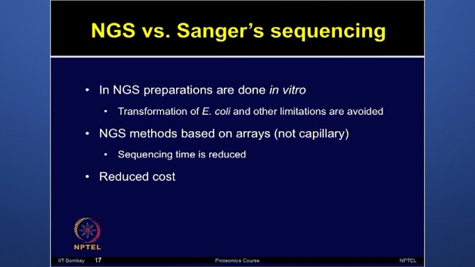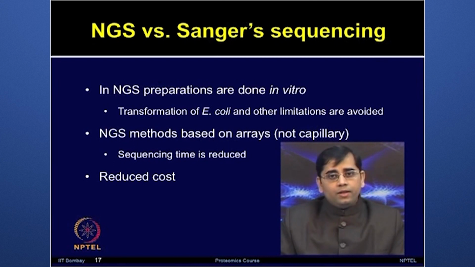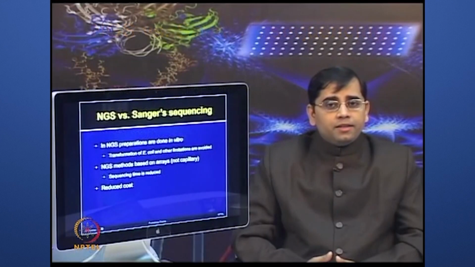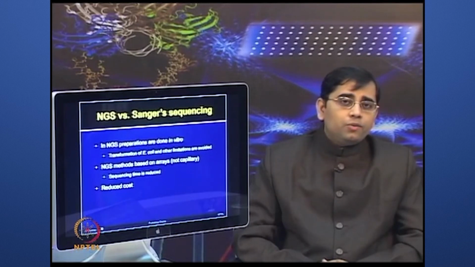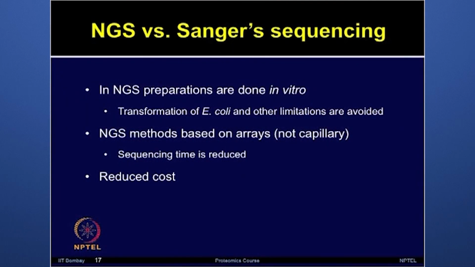So, let us discuss the advantages and disadvantages of next generation sequencing versus the traditional Sanger based sequencing. In next generation sequencing, the preparations are done in vitro, whereas in Sanger's method, as we discussed, the transformation of E. coli is done. So, these types of limitations can be avoided by using the NGS method. The NGS method is based on arrays, not the capillary gel based method which is employed in Sanger's method. So, sequencing time is reduced in the NGS method. The cost is reduced in the NGS method because all the polonies can be treated with a single reaction volume, which reduces the overall cost.